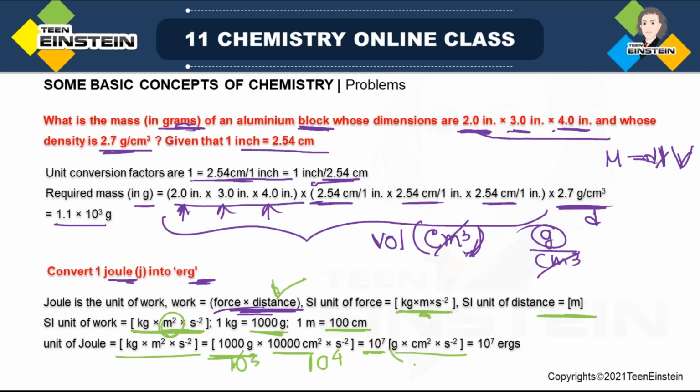And ultimately these three together: force is gram into centimeter per second square, and the distance is simply centimeter. So if you multiply it, you get erg. So this is the final result. 1 joule is equal to 10 to the power 7 erg. Okay.